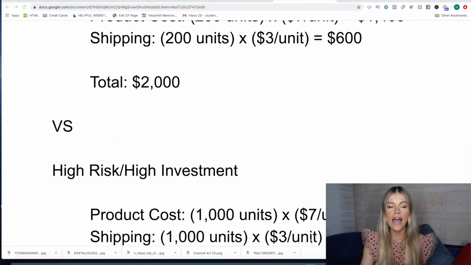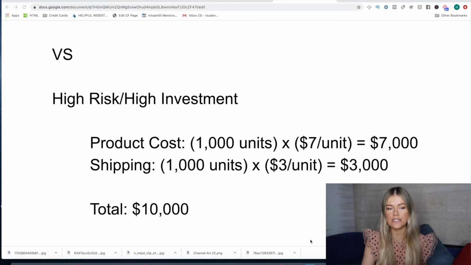Now let's look at the high risk investment. I kept the product cost and the shipping cost exactly the same. So let's start with 1,000 units, which is what a lot of people who teach this business model recommend. They recommend that you start out with 1,000 units.